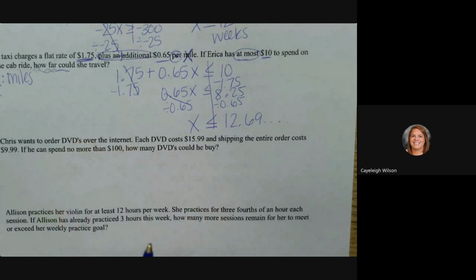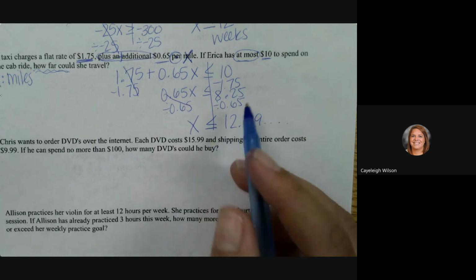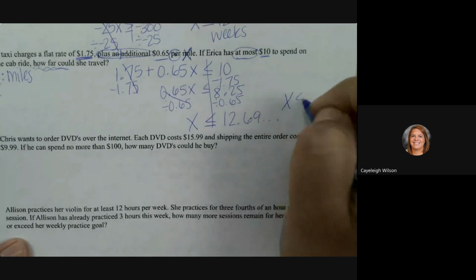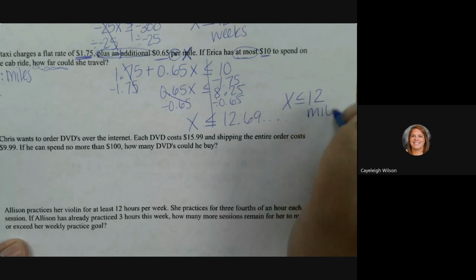I mean, I guess I could go 0.69 of a mile, but that's not really measurable, even in your car. Just 12 miles. So we would just go to 12 miles. Okay, here's my question. If somebody rounded this up to 13, why would that be wrong? Because they don't have money. That would be more than the $10. So that's why if I was going to round this, I would round it down to 12 miles.